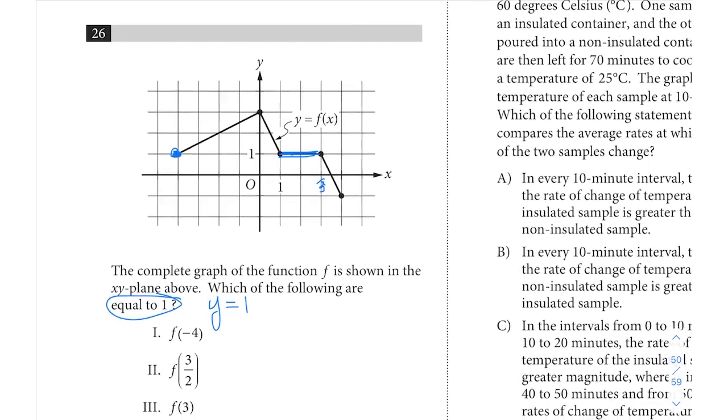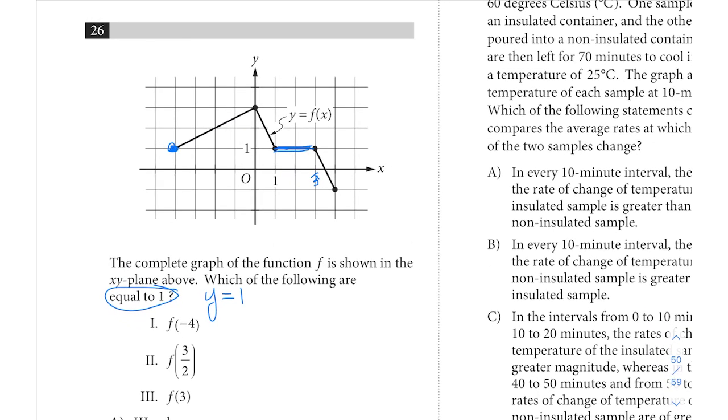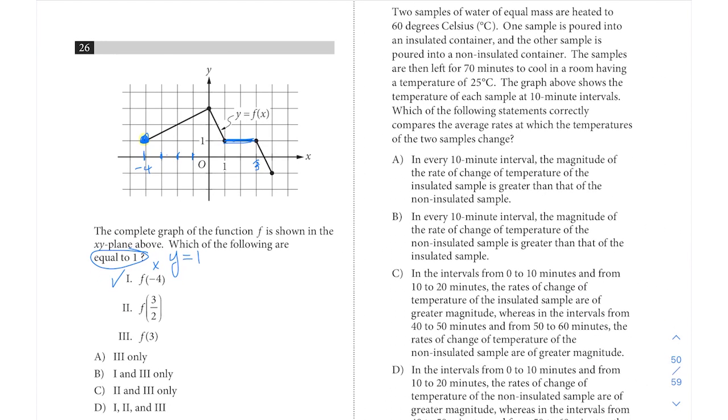Okay, so let's take a look at our Roman numerals here. When we see Roman numeral 1 and it says f of negative 4, just keep in mind that each of these values is your x value, and we want to know if y is equal to 1 at that particular x value. Well, let's find negative 4. So negative 1, negative 2, negative 3, negative 4. So at an x of negative 4, is y equal to 1? Yep, it is right there. So we can say yes to Roman numeral 1.